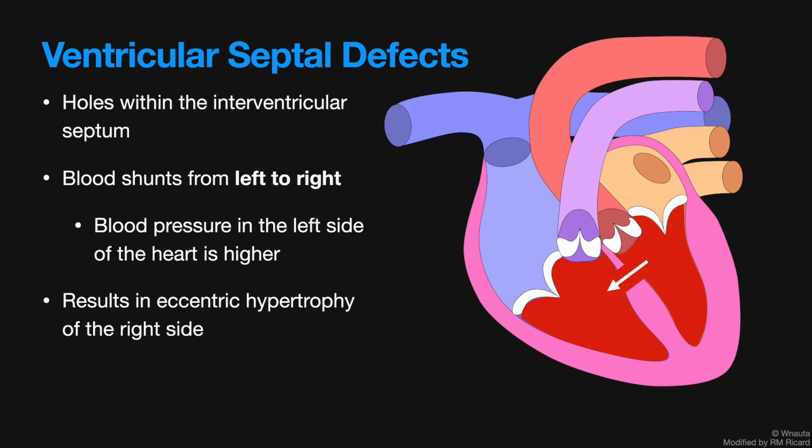These are essentially holes within the interventricular septum due to incomplete development of the septal wall. With these defects, blood shunts from left to right as the blood pressure in the left side of the heart is higher. This results in eccentric hypertrophy of the right side of the heart.